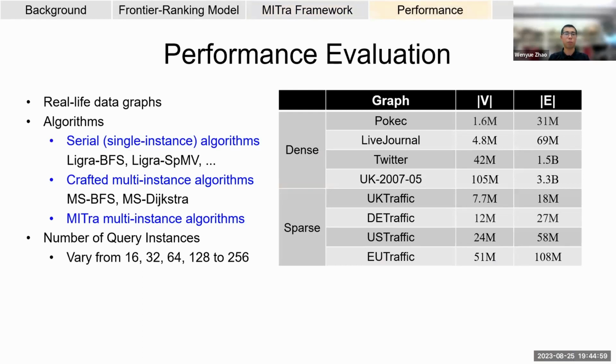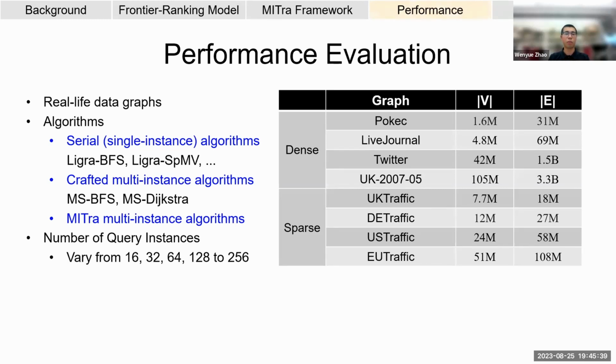Next, let's see the performance evaluation results. We use 8 real-life data graphs for testing, as shown in the table on the right. We compare 3 types of algorithms for multi-instance processing. The first one is serial algorithms implemented in the Ligra graph processing framework. The second one is crafted multi-instance algorithms, multi-source BFS and multi-source Dijkstra. We are using their open source versions. And finally, Mitra multi-instance algorithms.